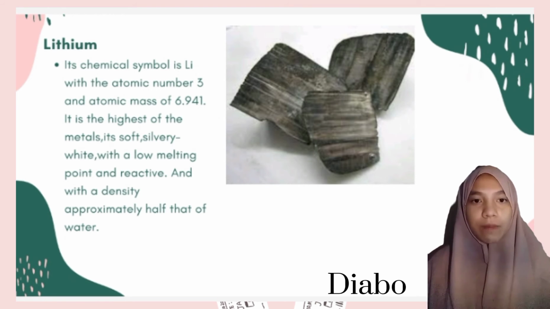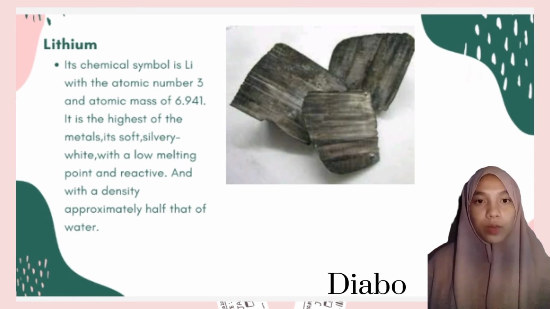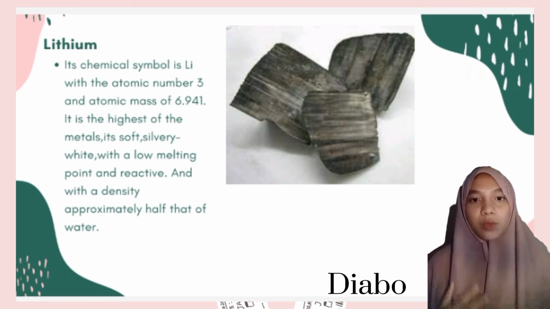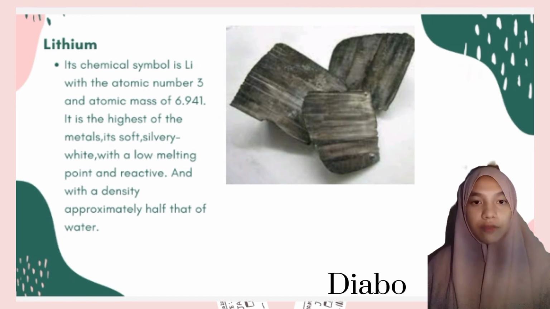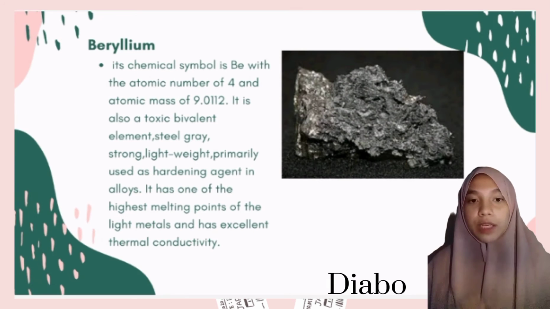It is the highest of the metals. It's soft, silver white, with a low melting point and reactive, and with a density approximately half of water. So the second one is beryllium.